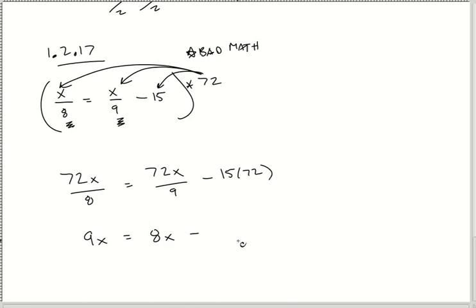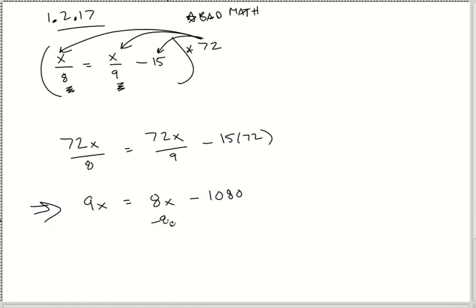15 times 72, that's a calculator. That's 1080. And now look at this thing. That's so much easier to work with. Minus 8x on both sides. 9 minus 8 is 1. And so I get x equals negative 1080 as my answer. That's it. That's the entirety of that problem.